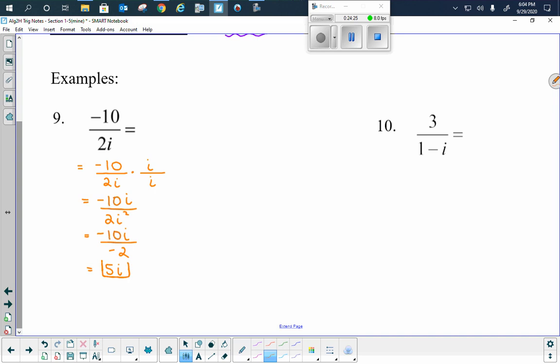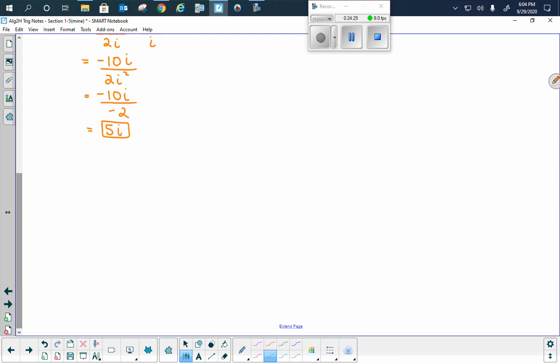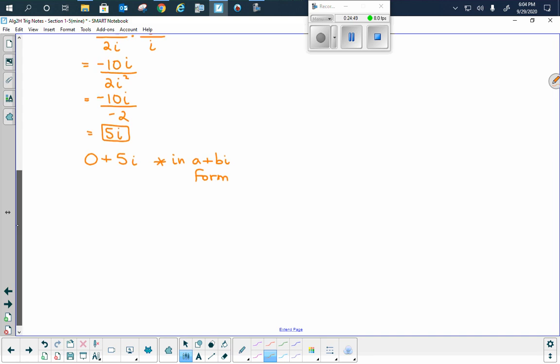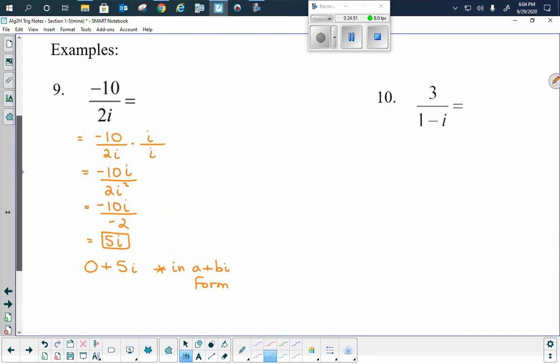Now, if I was still saying follow the directions, which we might do on the quiz, and I was saying put it in a plus bi form, well, then make sure that you answer 0 plus 5i. Okay, so if I was asking you for a plus bi form, then make sure that you answer that.